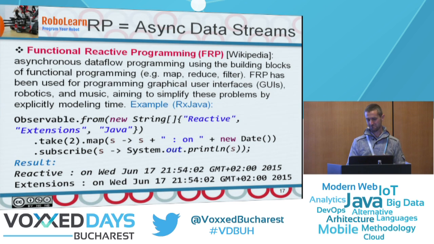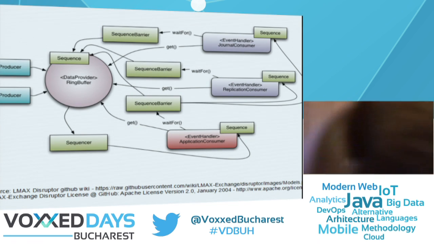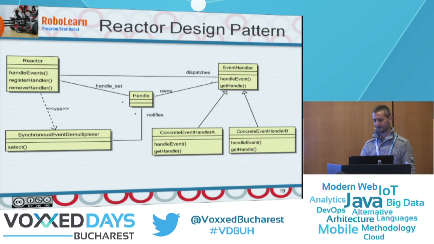You take 2 of the events because only the first 2 are interesting for us, and we map them, for example, adding some computations or some enrichment, and after that we consume them by subscribing to the data source or to the stream. At the end is a consumer. And we have the data, the first 2 with the dates. Okay, I'll go fast because we don't have much time.